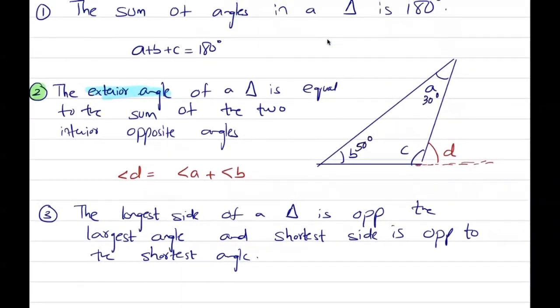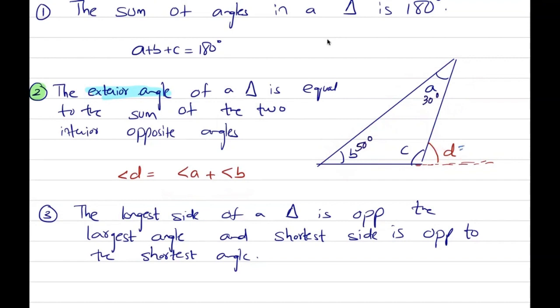The exterior angle of a triangle. Okay, so consider this diagram. If I extend this line, this angle is going to be called the exterior angle. In a triangle, the exterior angle is equal to the sum of the opposite interior angles. So this is the exterior angle. There are three interior angles, but the value of the exterior angle is going to be equal to the sum of the opposite interior angles. So angle A plus angle B is going to be equal to angle D.